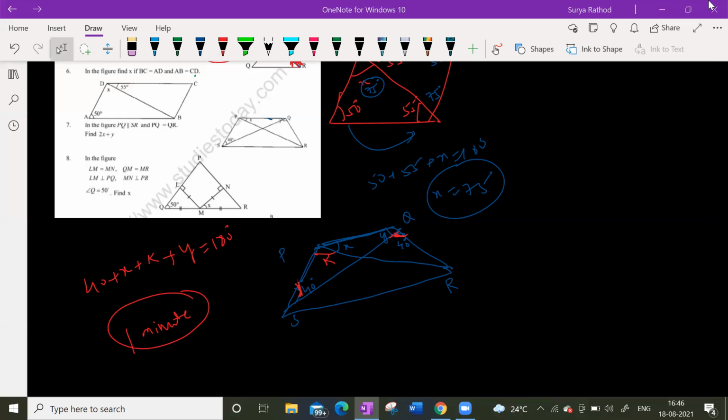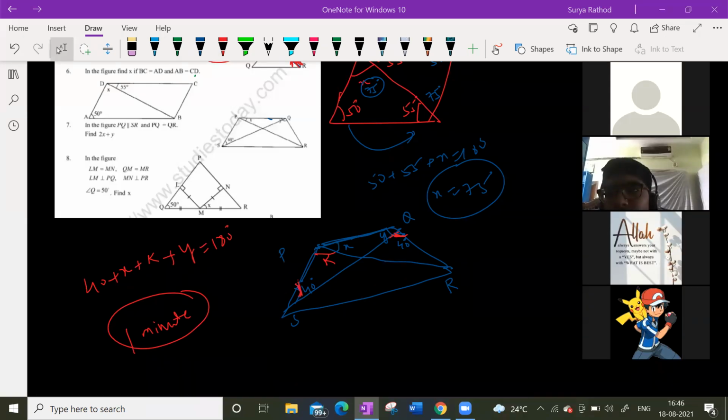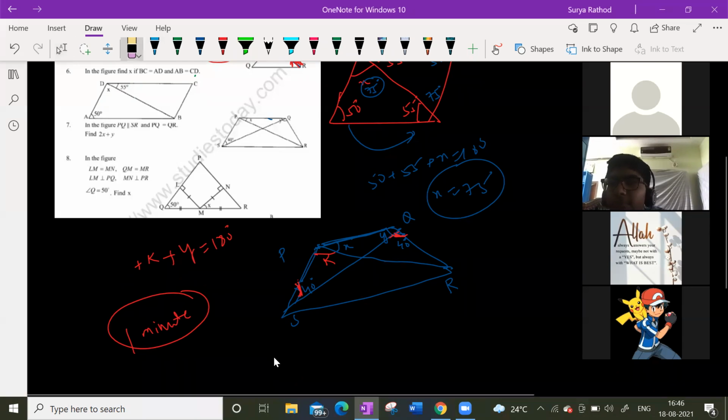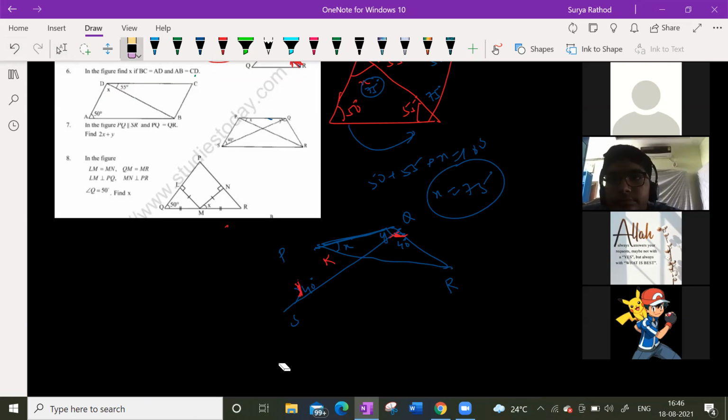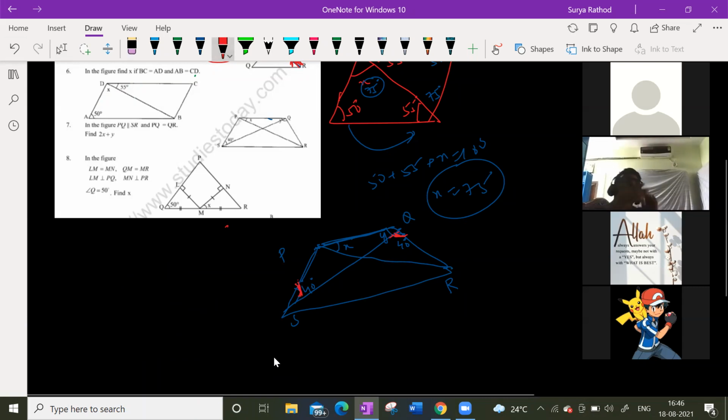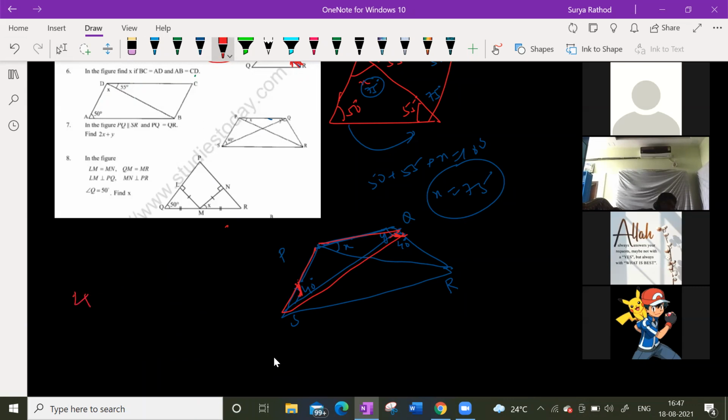Yes. Can you hear me, children? See here, what we have done till now. So 40 plus x plus k plus y is equal to 180. See here, this is given, right? If I split it into two triangles, can we do it like this? We have to find x and y values first. If I find x value and y value, look at this. So 40 degrees plus full x plus y.